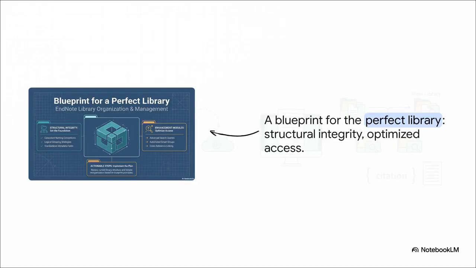So the big question is, how do we get from that messy pile to that perfect grid? Simple. We need a plan. And that's what this is, a blueprint. We're going to tackle this like we're building a house, focusing on 3 key things. First, laying a solid foundation for structural integrity. Then, adding some cool enhancement modules to make everything easy to access. And finally, mapping out the simple, actionable steps to make it all happen.